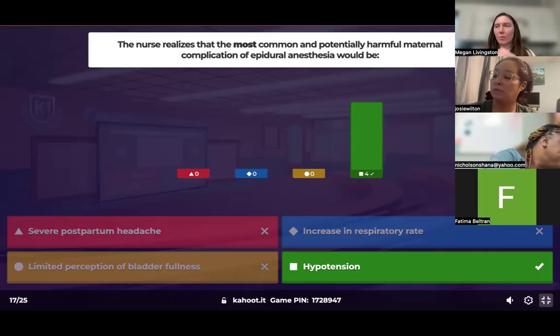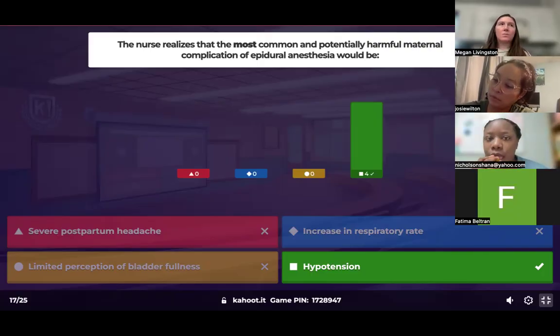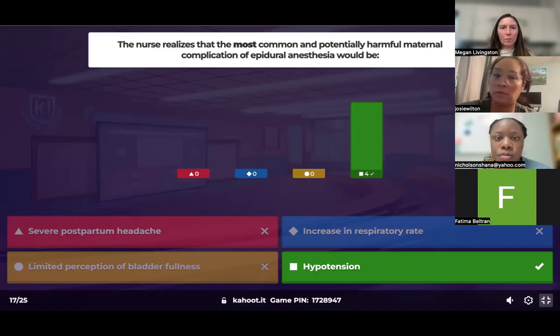Basically, baby's heart rate is going to stay down until maternal blood pressure is resolved. So we want to get her on her side. We want to give her the fluid bolus, and we want anesthesia to administer ephedrine. Ephedrine is the medication that's going to bring up her blood pressure. So those are our nursing interventions for an epidural. I would definitely know that for your exam as well.